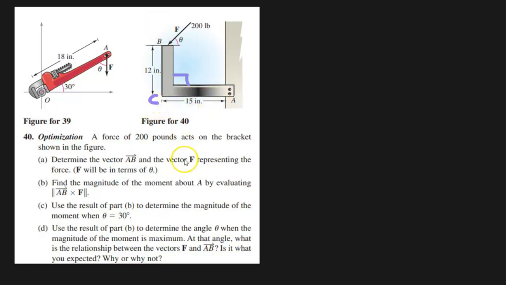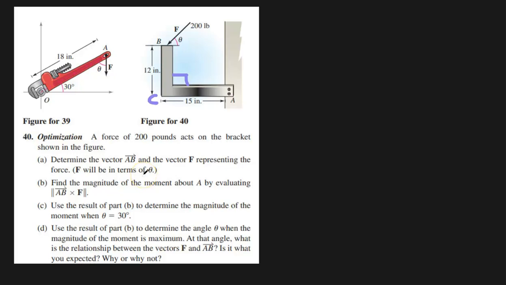So basically what they're asking us to do is optimize and find the maximum force to apply the most torque on this thing over here, on the bracket. To do that, they've given us a few different parts, and let's just follow those in order and see where we get. They're asking us to determine the vector AB. There are a few different ways to do that, and also the vector F. And then what we're going to end up doing to find the torque is a cross product. So let's begin with F.